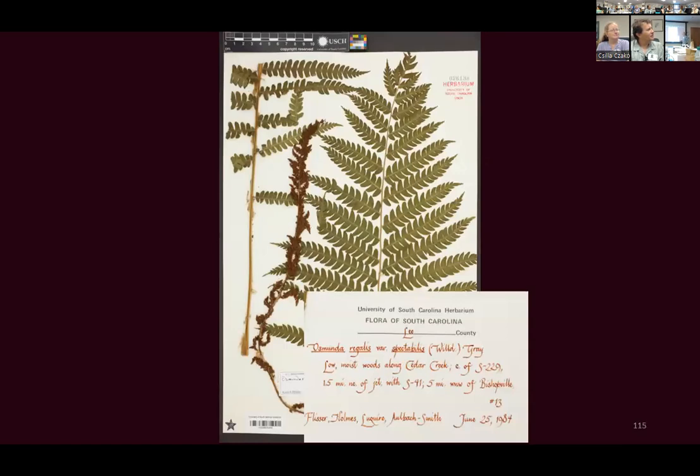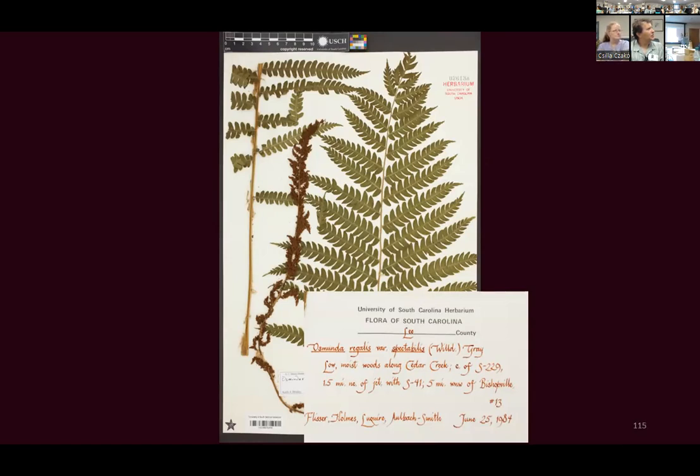This is a person who was a student, Daniel Flisher, who was a student and then went on to do collecting. And this is one of his early specimens, but he continued to use this calligraphy. And this really looks like a 19th century.